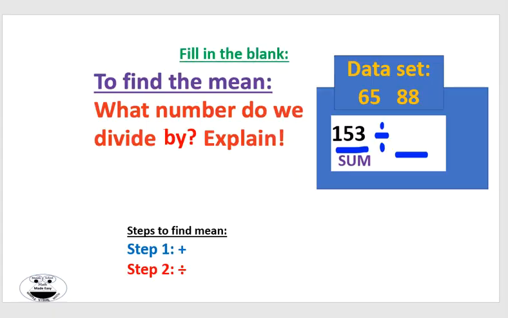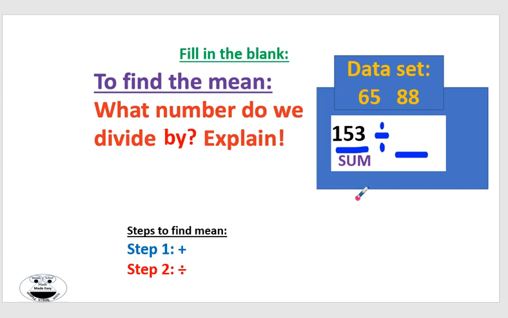So let's continue. This says fill in the blank to find the mean. What number do we divide by? Explain. So here is our data set, 65 and 88. The person already did the first step, which is add up the numbers, and they got 153. They did 65 plus 88. They got 153. Now, this is what I see a lot of students do.